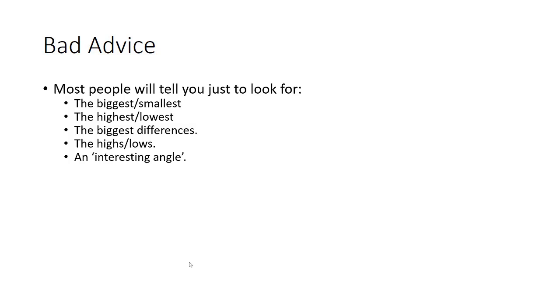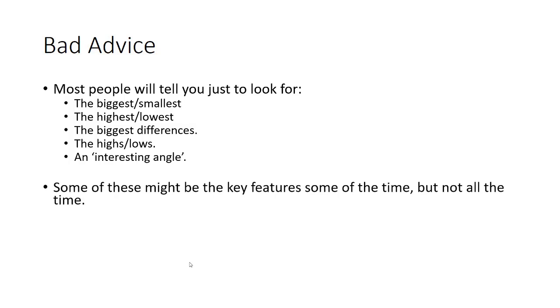Whether something is interesting or not is not judged in Task 1 Academic. So it shows you how many silly things there are out there. But the problem with this is some of these might be the key features some of the time, but not all the time. So if you look at every question and you're always looking for the biggest and the smallest and the highest and the lowest and the biggest differences, sometimes you might be right, but most of the time you won't be. All right?